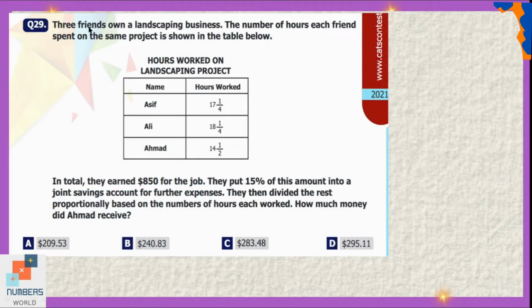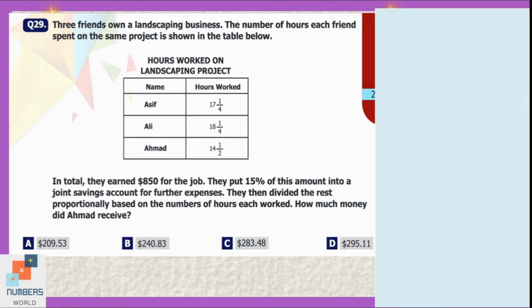Question number 29. 3 friends own a landscaping business. The number of hours each friend spent on the same project is shown in the table below. In total, they earned $850 for the job. They put 15% of this amount into a joint savings account for further expenses. Then they divided the rest proportionally based on the number of hours each worked. How much money did Ahmed receive?